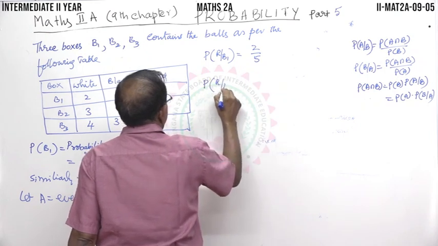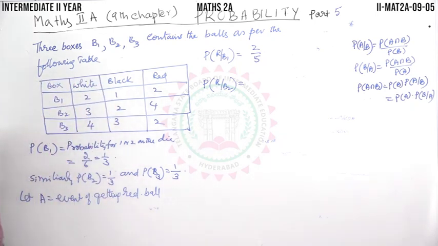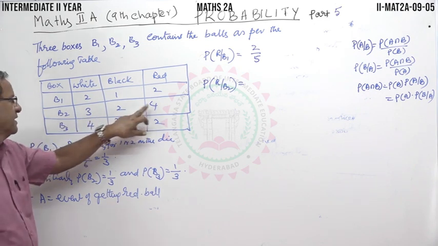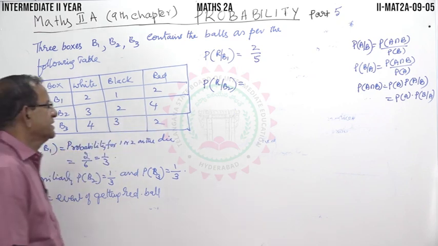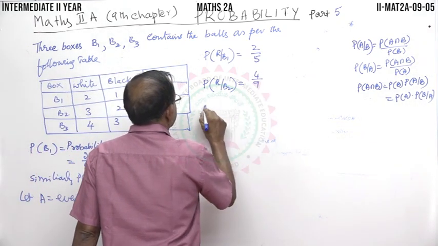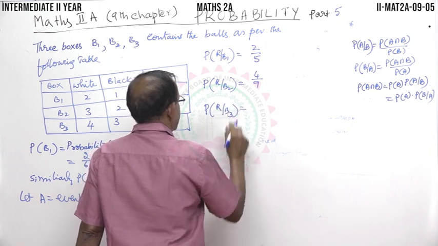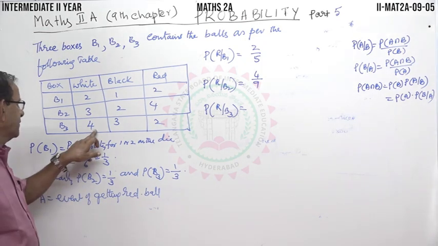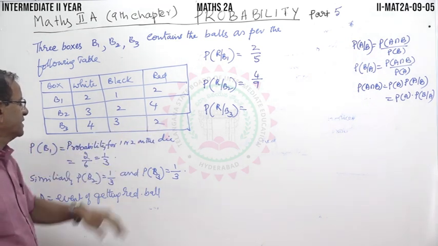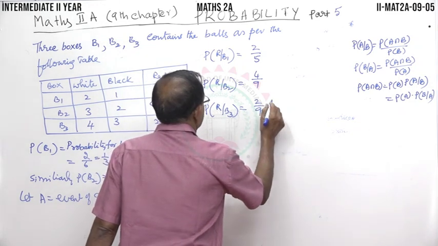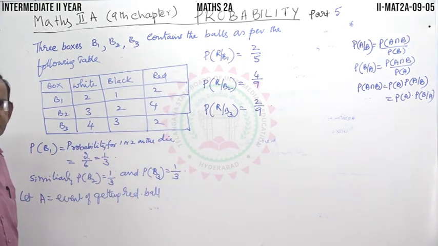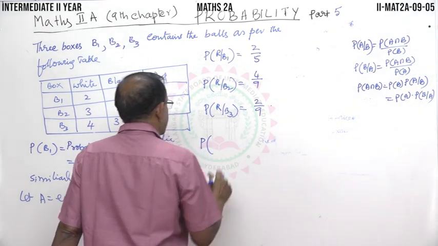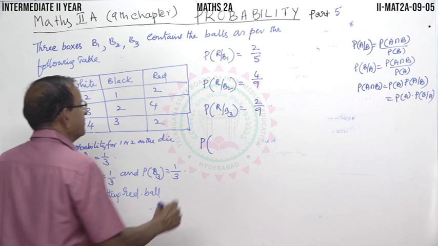P of R by B2. That is the probability for a red ball from the second box. How many balls are there? 3 plus 2 plus 4, that is 9. Out of that, 4 are red. So it is 4 by 9. P of R by B3. That is the probability for a red ball from the third box. How many are there? 4 plus 3 plus 2 means 9. 2 are there out of 9. That is 2 by 9. So these are P of R by B1, P of R by B2, and P of R by B3. Now let us find out the probability for a red ball from the second box, P of B2 by R.